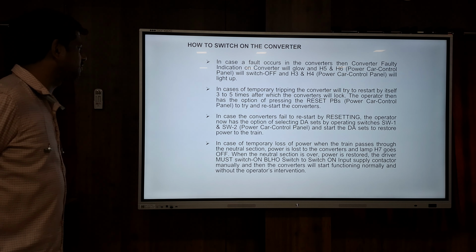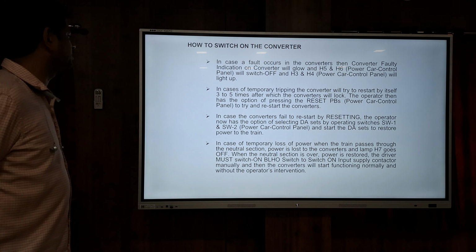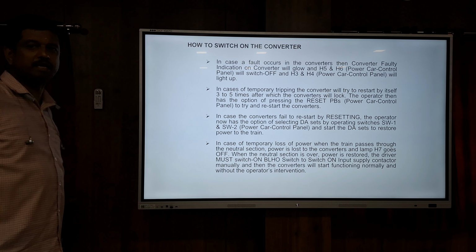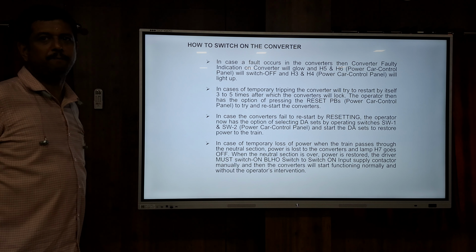In case the converter fails to restart by resetting, the operator now has the option of selecting DSH by operating the switch. They have to, in case the power is not coming from the loco, as there are chances of an OH failure. They may not know that an OH failure is there because they are at the far end, or they may not be aware whether OH is there or not at that time. They have to start the DSH for ensuring passenger comfort.